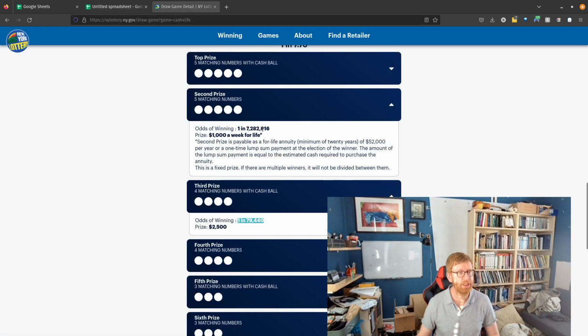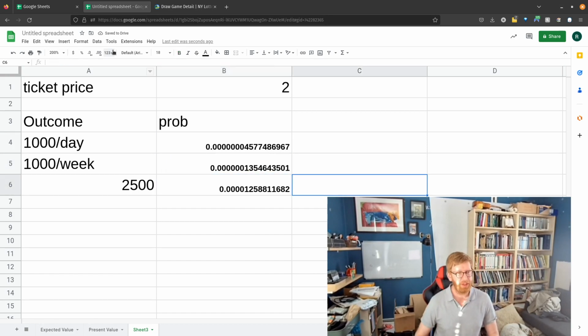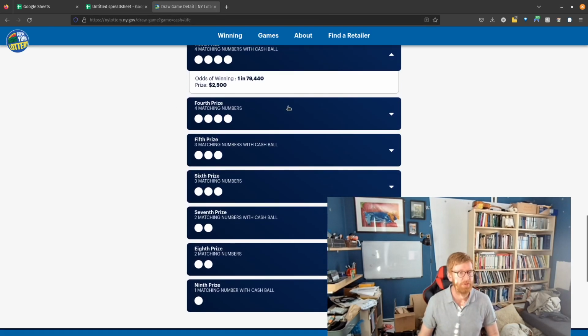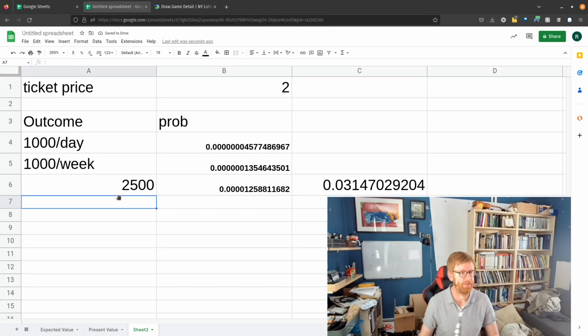What was this? 1 in 7.3 million. Oops. That was a 3, right? Cool. So we got these probabilities. We can see here this probability is relatively easy to figure out. 4th, 5th, 6th. This is for 500.